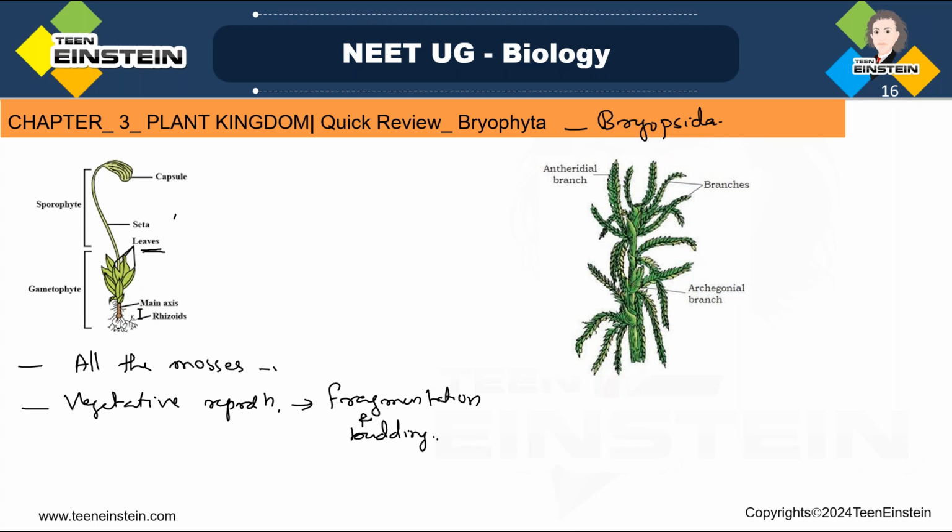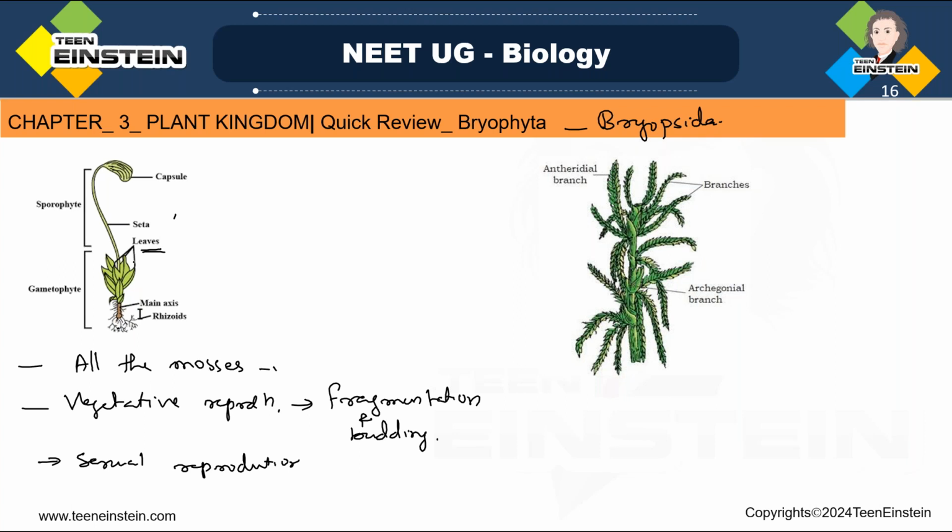Fragmentation and budding in the secondary protonema. And during sexual reproduction, see here, it's very clear. This is the gametophyte and this is the sporophyte. And this is the capsule here.